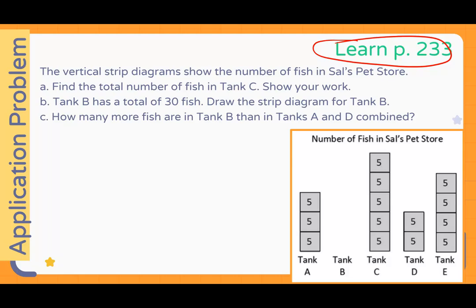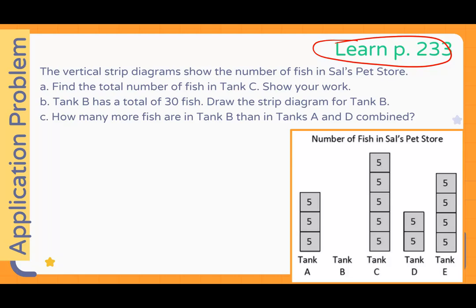The vertical strip diagram shows a number of fish in Sal's pet store. A. Find the total number of fish in tank C. Show your work. B. Tank B has a total of 30 fish. Draw the strip diagram for tank B. How many more fish are in tank B than in tanks A and D combined?